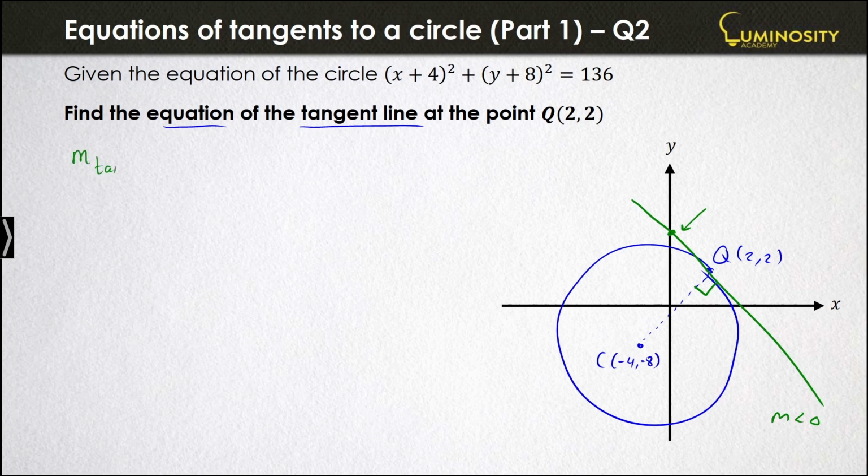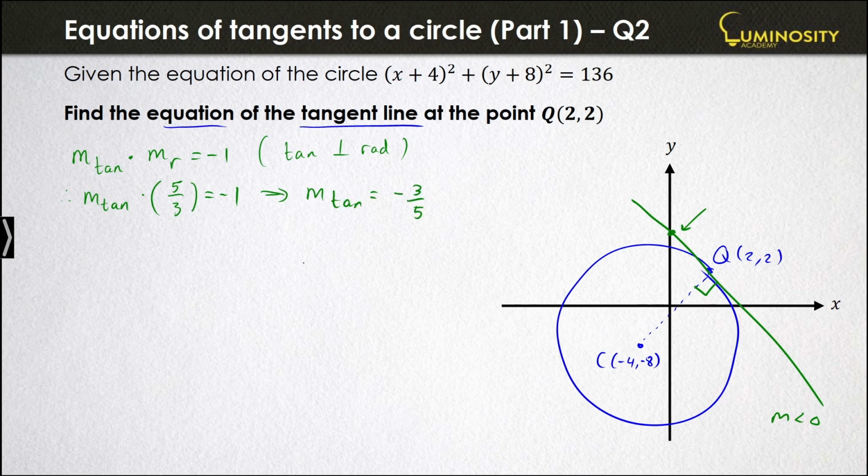So we have that the gradient of the tangent times the gradient of the radius must be −1. And again, that is because the tangent is always perpendicular to the radius. So therefore, the gradient of the tangent times the gradient of the radius, which we worked out as 5 over 3, is −1. And then if I just solve for the gradient of the tangent, so multiply by 3, divide by 5, I get −3 over 5. So that's the value of the gradient of the tangent. And we expected a negative value, so that makes sense. So far we have y = −3/5 x + c.